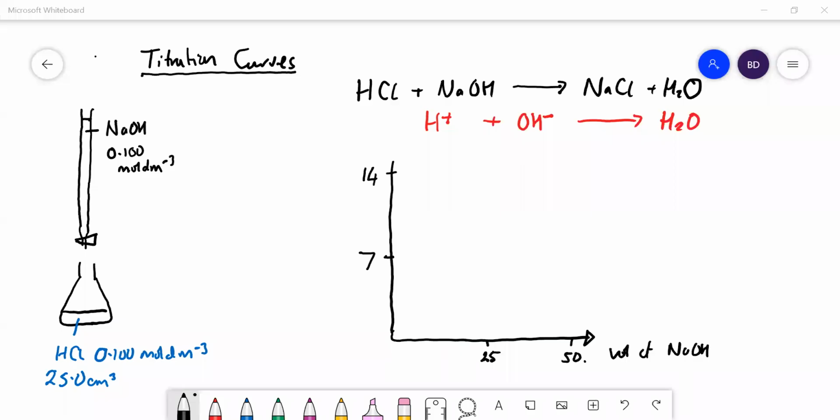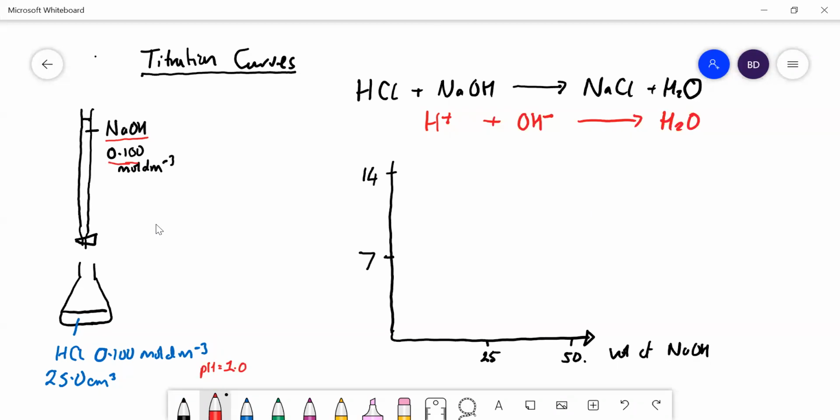Okay, let's see what happens to pH during the course of a neutralization. What we've got in here is hydrochloric acid, 0.1 mol per decimeter cubed. The hydrogen ion concentration is 0.1, so the pH is going to be equal to 1. And what we're going to do is add sodium hydroxide to that. It's the same concentration, okay?